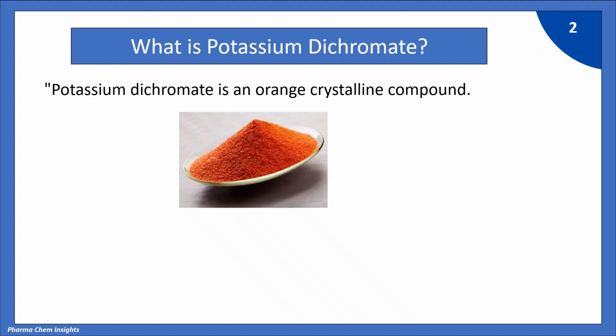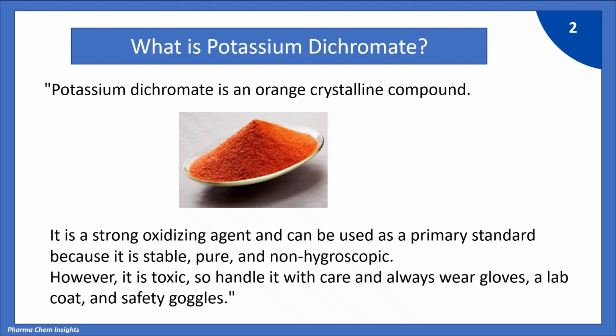Potassium dichromate is an orange crystalline compound. It is a strong oxidizing agent and can be used as a primary standard because it is stable, pure and non-hygroscopic. However, it is toxic, so handle it with care and always wear gloves, a lab coat and safety goggles.